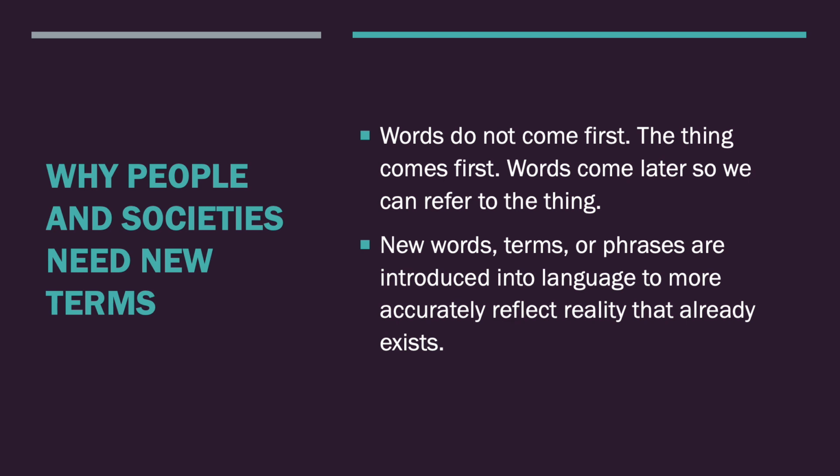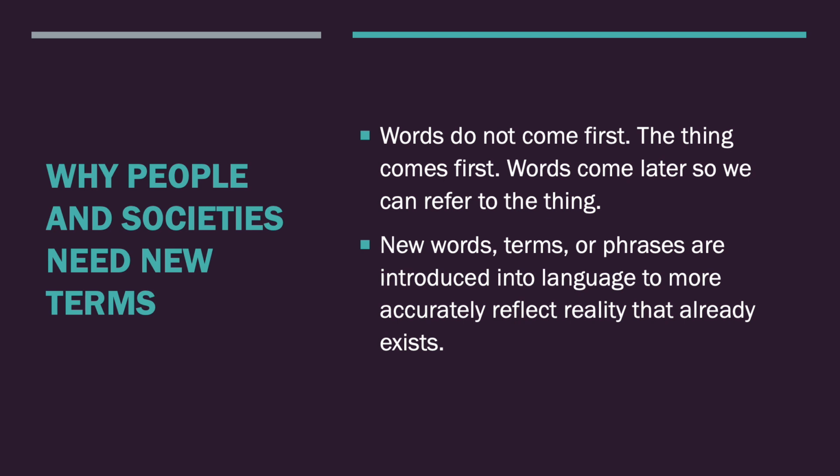This is actually just how language works. Whenever a new word is introduced into a society or into a community, it's not the word that creates the thing it's describing. The thing already exists. It's just that now we need a word to help us refer to that thing whenever we're trying to communicate. And so new words, terms, or phrases are introduced to a language in order to more accurately reflect a reality that already exists.